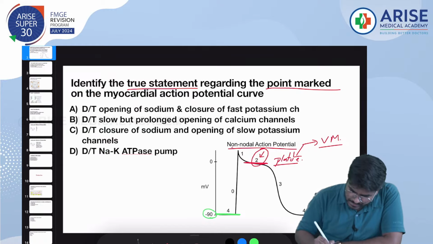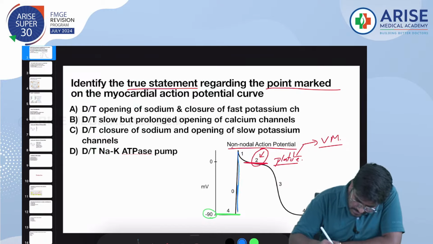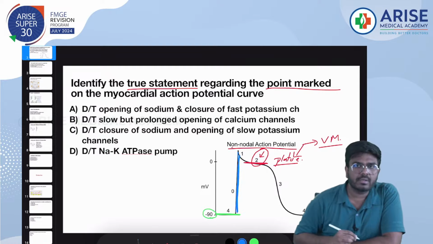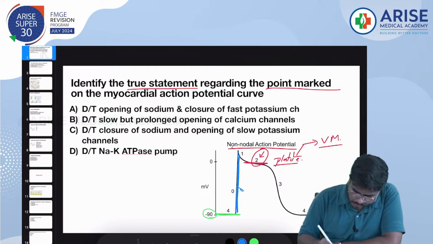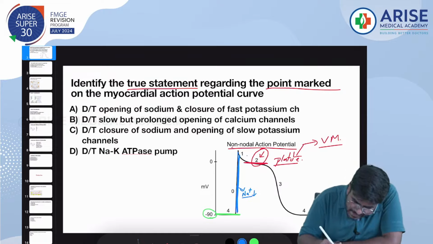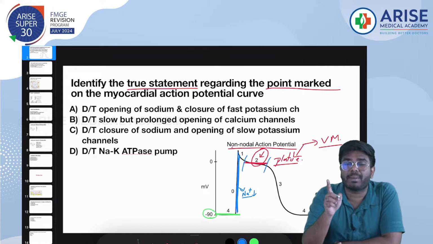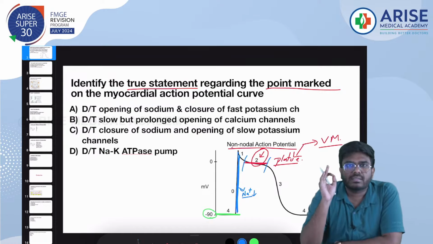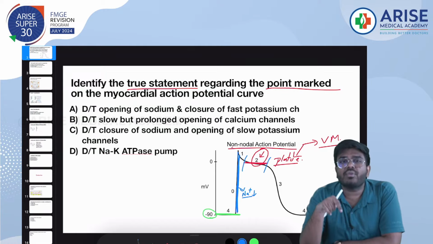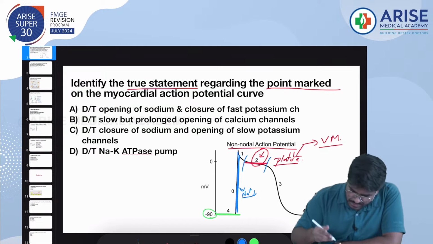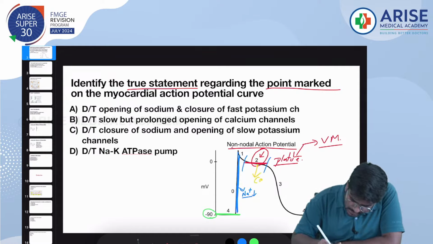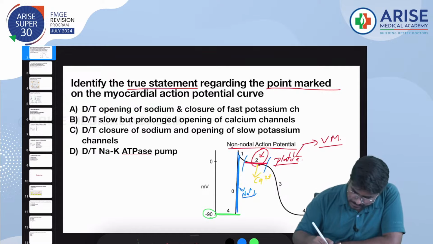Next, what do we have? We have this phase which is called depolarization. Depolarization is due to sodium influx. You know it. After that, the phase which I am highlighting here, phase 2, also called a plateau. What exactly is happening during the phase of plateau? See, during the phase of plateau, there is influx of calcium into the cell. At the same time, there is efflux of potassium out of the cell.